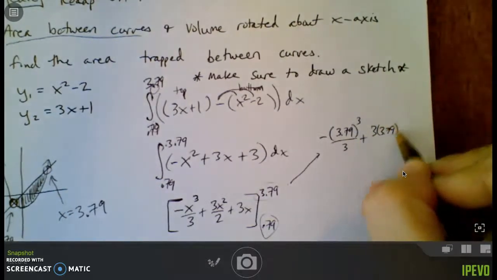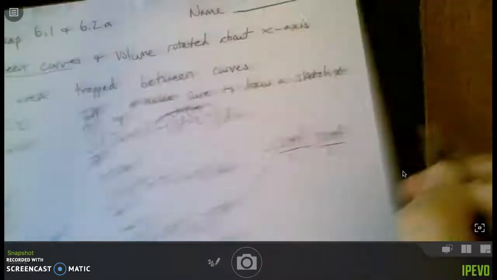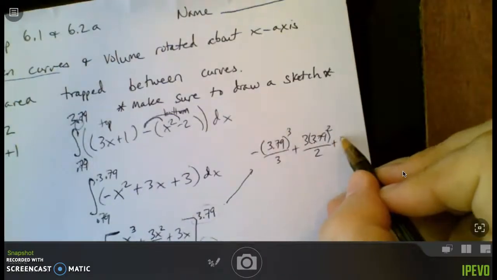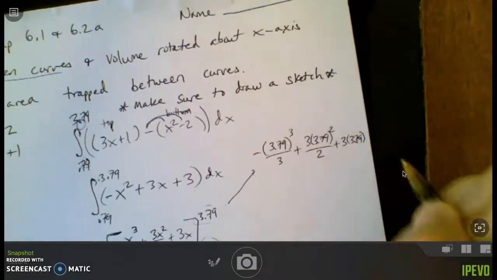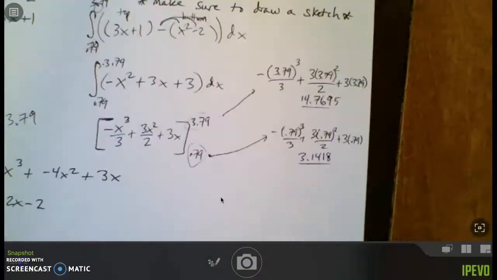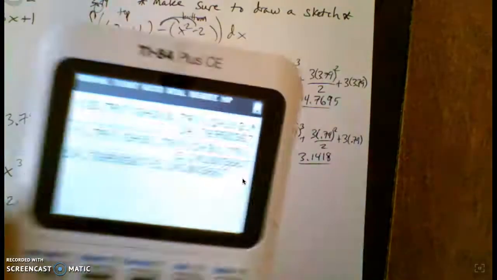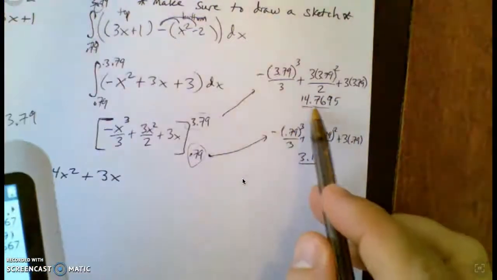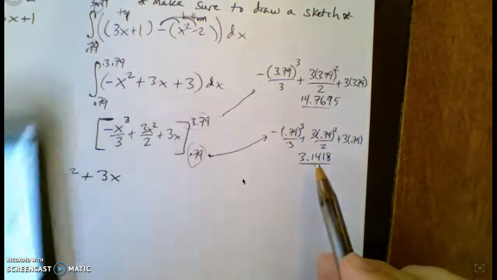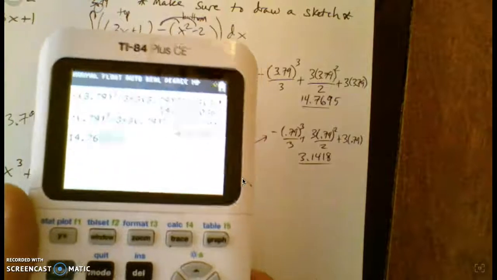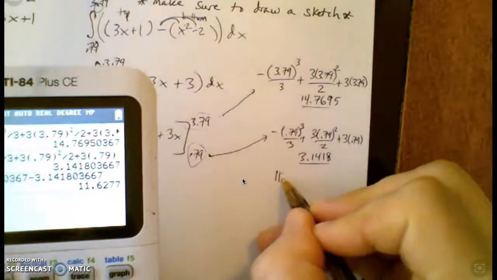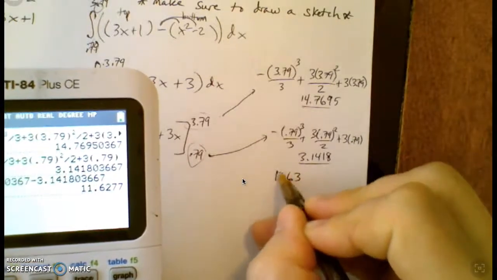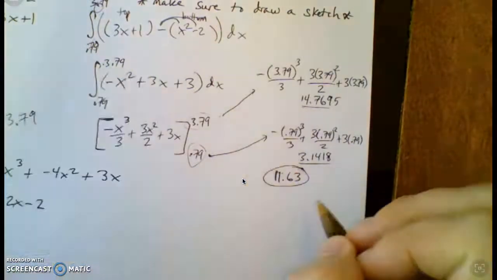Okay, so I'm going to do that real quick, come back in a sec, and look at what we got as our answer. See if it makes sense. Alright, so I did the math on this, and this one came out to 14.76, this came out to 3.14, and you do the subtraction, and the total trapped area is 11.63. Keep some extra places rounded at the end.